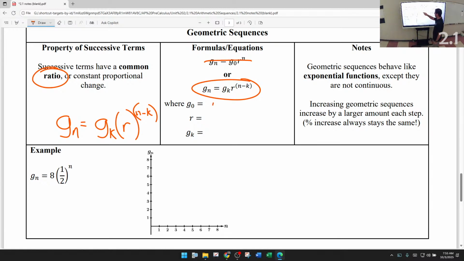So G sub 0 is the initial. Again, I don't care about that. R is that common ratio. And G, I don't know what I put last time. Value? I don't know if that's going to help you any or not. Geometric sequences behave like exponentials, except they're not continuous. Increasing geometric increases by a larger amount each step. In other words, they have a percent of increase or a percent of decrease, however you want to say it. Here's my example.